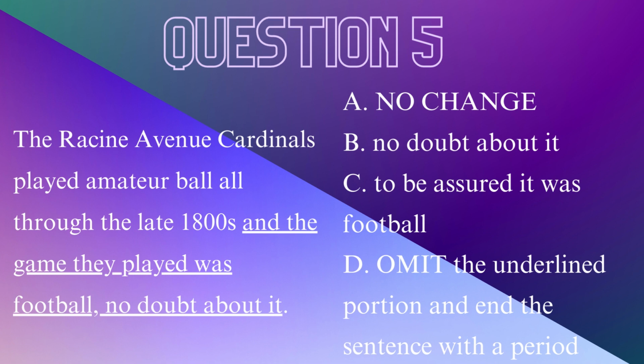Question 5. And the game they played was football, no doubt about it. Okay, so the whole passage, if you remember the title of it, it talks about the oldest NFL team. So it's kind of understood that the whole passage, what sport are we talking about? We're talking about football. So the fact that it's saying, and the game they played was football, that's kind of unnecessary, right? And then you've got B, no doubt about it.